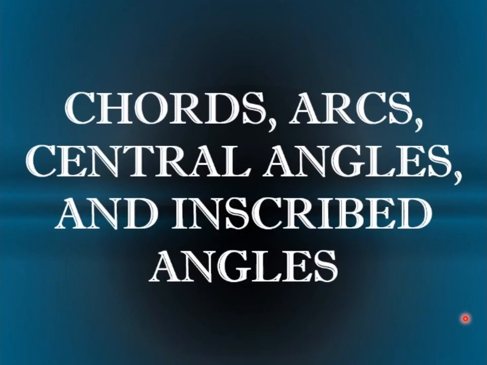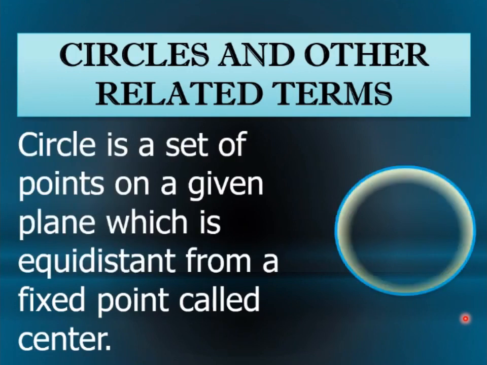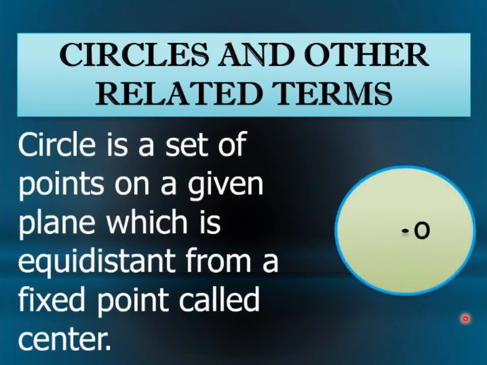Chords, arcs, central angles, and inscribed angles. Circles and other related terms. A circle is a set of points on a given plane which is equidistant from a fixed point called the center. This circle is called circle O because the center is at point O.